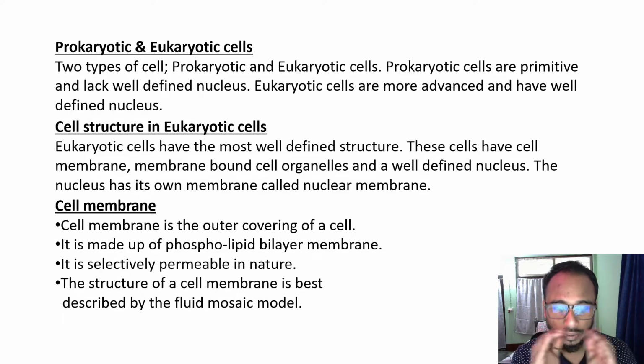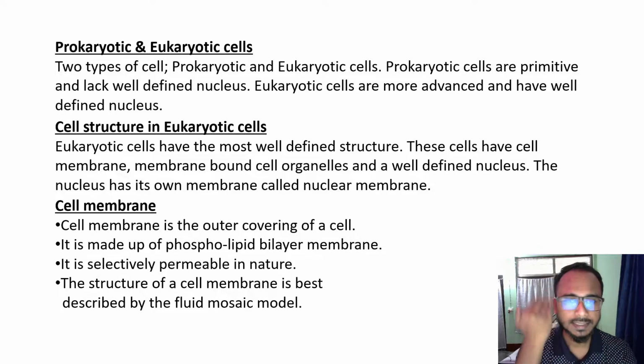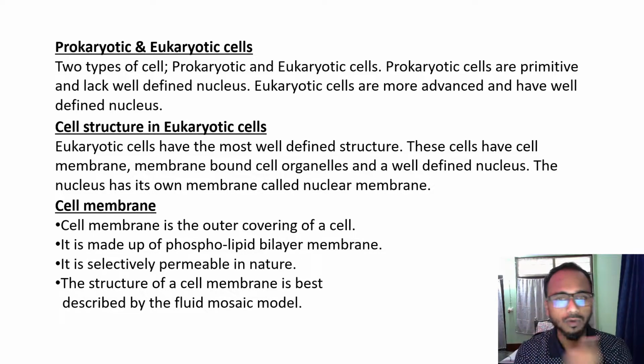Now inside this cover they will have organelles, like we have our body, this is the shape of our body. Inside this shape, this is the outermost cover. Inside this cover we have what? Organs. Okay, they have different functions. Similarly, a eukaryotic cell has a membrane, and inside that membrane there are cell organelles and also a well-defined nucleus. Okay, now the nucleus also has its cover. And that is called what? Nuclear membrane.